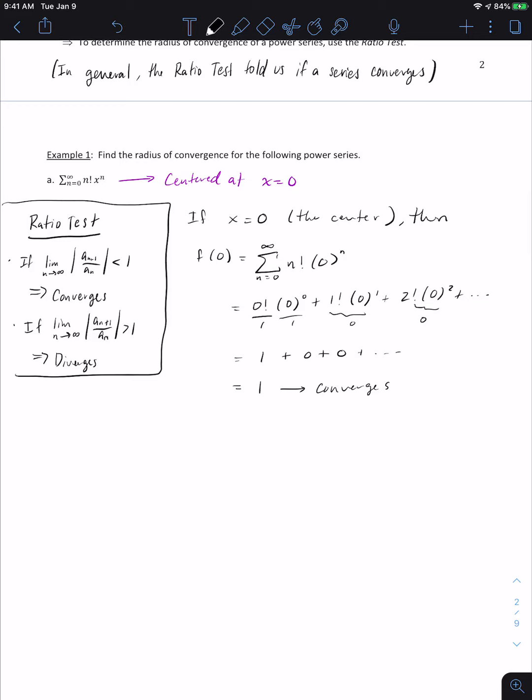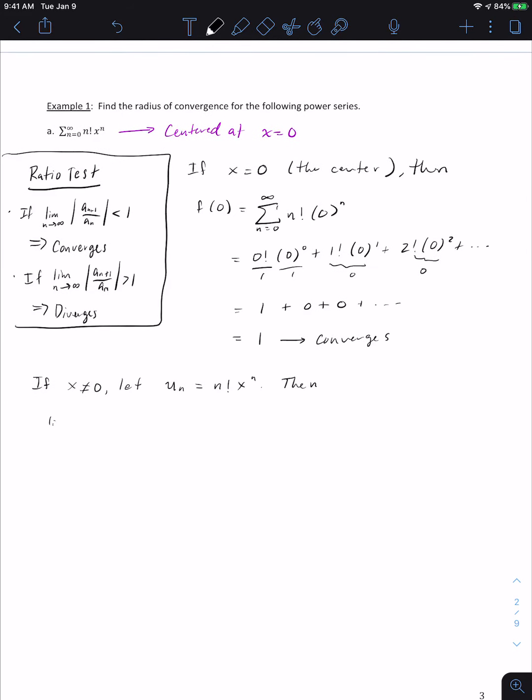Okay, so now the idea is we've got to find other values that it converges at. And again, the way we're going to do that is by looking at the ratio test. So let's say x does not equal 0. We're going to let u sub n just be equal to what I'm adding up, what each term is: n factorial x to the n. Then we form the ratio test on u sub n. So the limit as n goes to infinity of u sub n plus 1 over u sub n is equal to what?